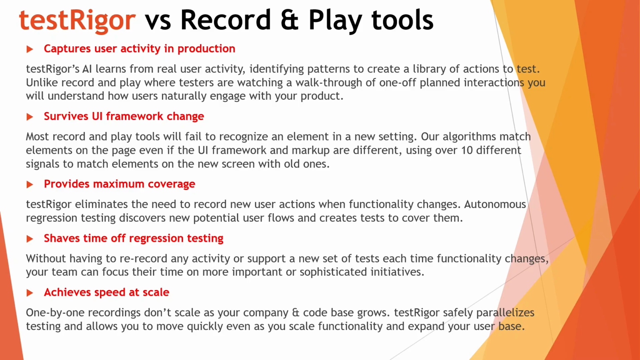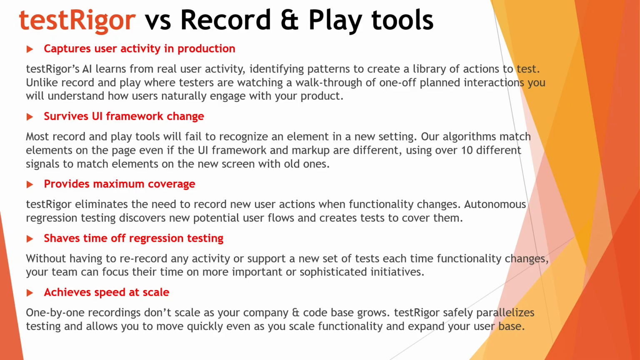testRigor's AI learns from real user activity, identifying patterns to create a library of actions to test, whereas record and play tools watch a walkthrough of one of the planned interactions. You will understand how users naturally engage with your product as a tester. What do you mean by that?